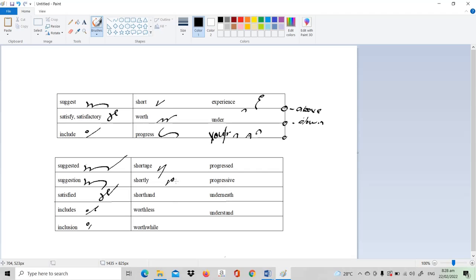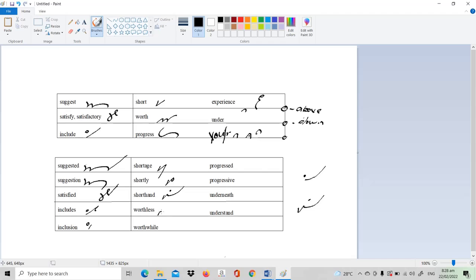Okay? Next, we have shorthand. So, short, ND, put your H. Hand. Yan. Hand is H, ND. Shorthand. Hand. Okay, so for shorthand, it's short hand. Yan. Okay, next, worthless.